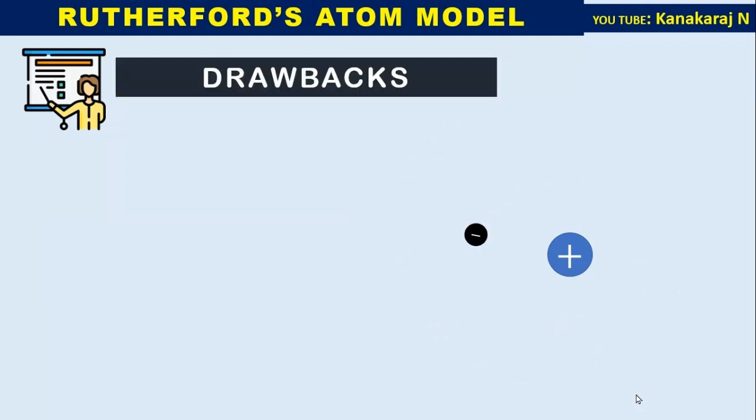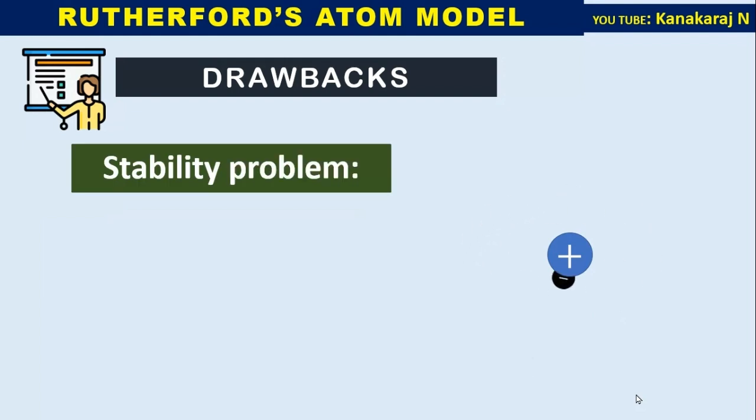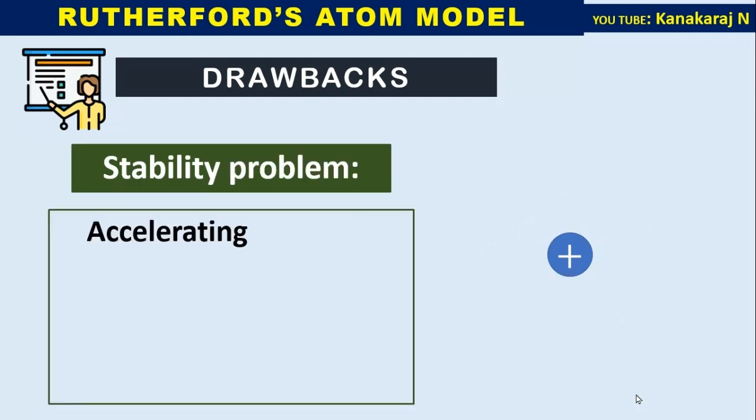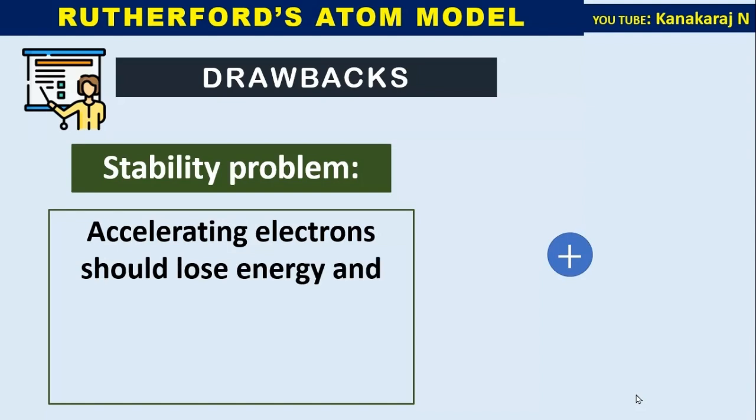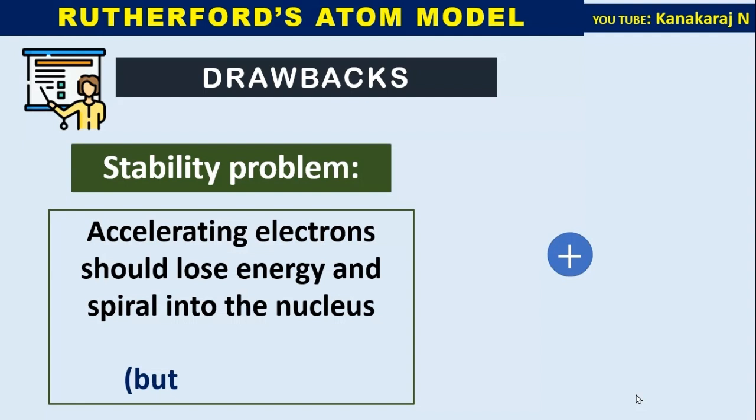Drawbacks. Stability problem. Accelerating electrons should lose their energy and spiral into the nucleus. But that doesn't happen.